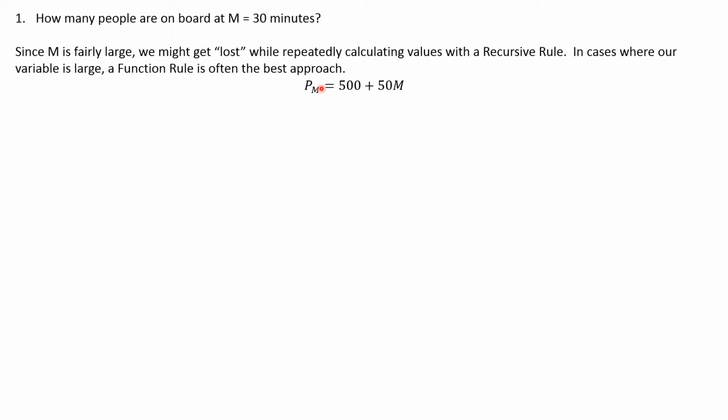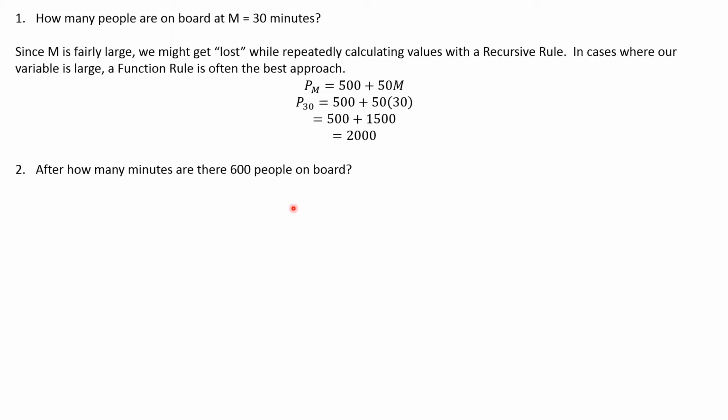So our function rule said that the population at time m is 500 plus 50 times m. Since we know we want the population at 30 minutes, we'll plug in 30 for m. That gives us 500 plus 1,500, or 2,000 people. Another thing we can determine is how long it will take until there are 600 people on board.